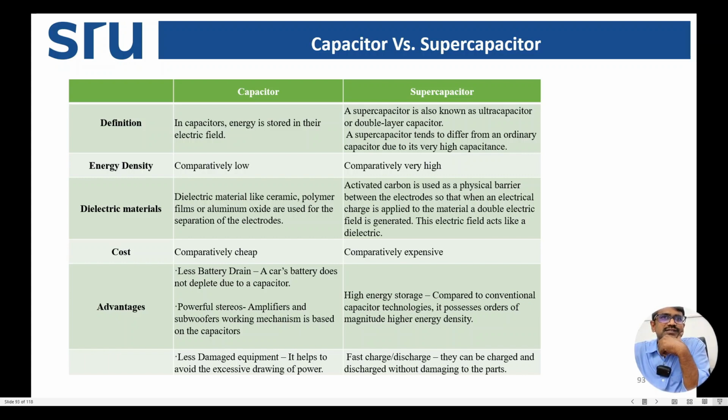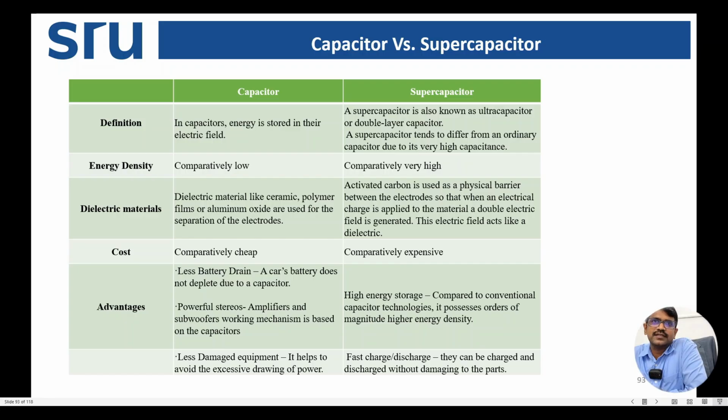Yeah, in capacitors, energy is stored in their electric field. A supercapacitor is also known as an ultracapacitor or double layer capacitor. The supercapacitor differs from an ordinary capacitor due to its very high capacitance. So the main difference between capacitor and supercapacitor is the form of the energy storage, and also the capacity.